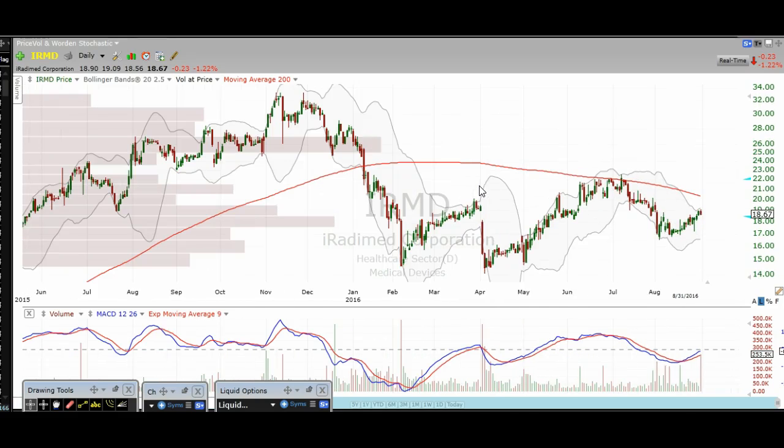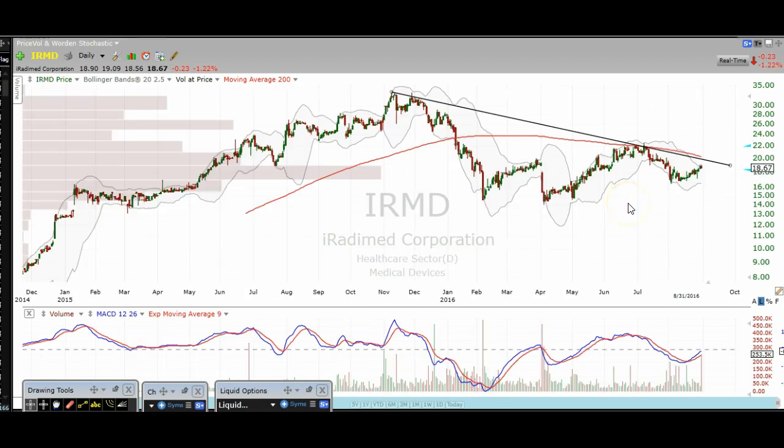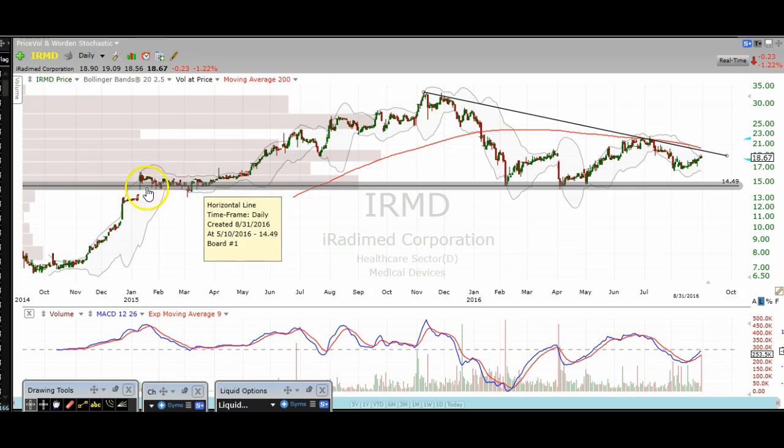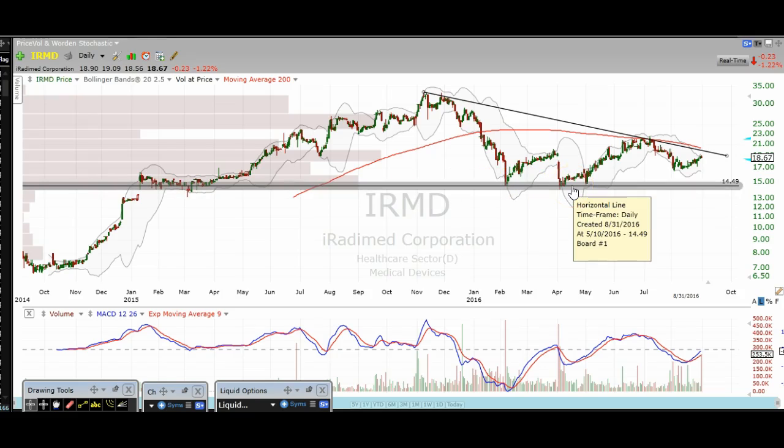All right, let's see here what I can see for IRMD. All right, so I see a downtrend line. And if I'm looking here, I see some pretty nice support at just below $15, so about $14.50. You can see how many times it bounced here, here, here. And then as you can see over here, we had a lot of sideways trading action in that area as well. This level needs to hold for IRMD.